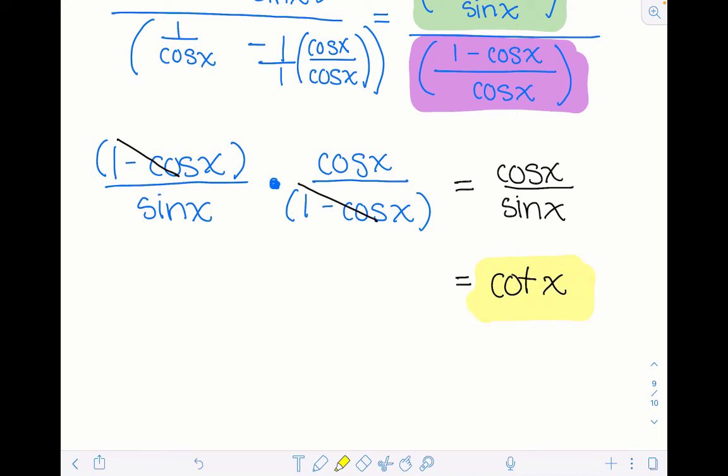So one thing to keep in mind with verifying identities is that it's not the answer that's important because you're given that. It really is the process of how you can get to that point, and how you can show your steps in your work to show what identities you're using, and also what algebraic techniques you're using.